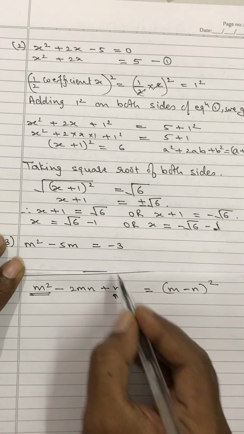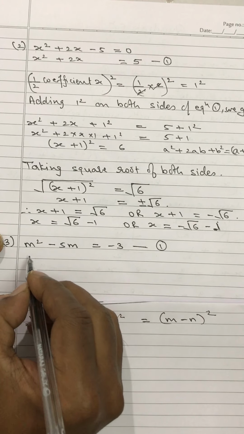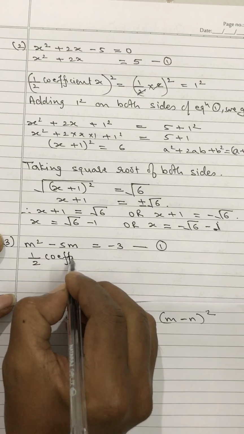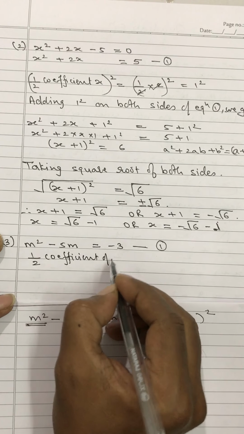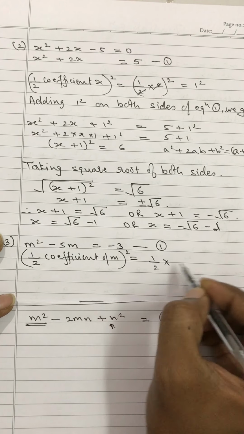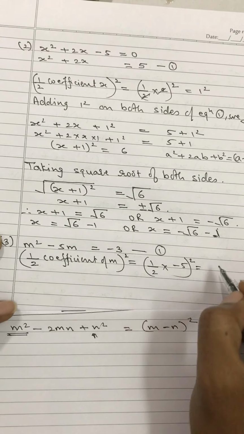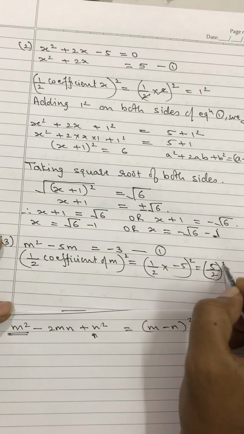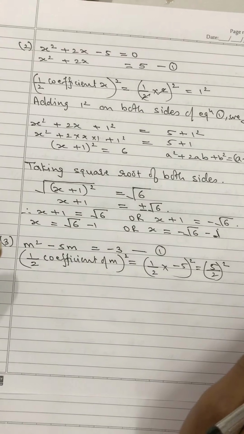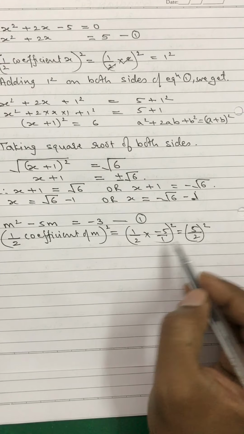For the n square term, minus 3 is already shifted to the other side, so I can just write this as 1, and then I will go to find the third term. For that third term, it is half of the coefficient of m, the whole square. Half of the coefficient of m is minus 5 upon 2, the whole square. That will be 5 upon 2 the whole square, simply because the square of a negative number is also positive. This is how I got it.